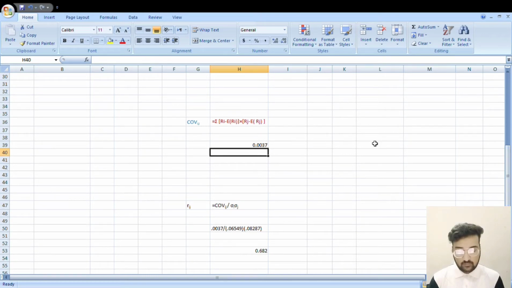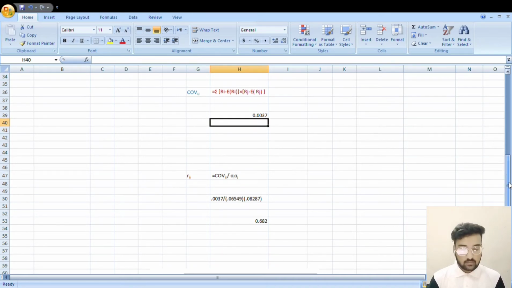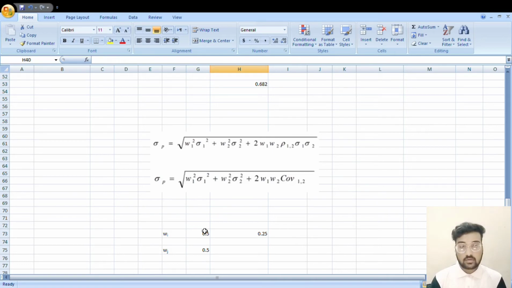Now we have to find the correlation. This is the formula of correlation: covariance divided by the multiplication of the standard deviations of both companies. We put the values in this formula and we get the answer, which is 0.682.